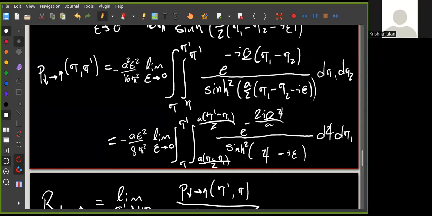Okay. Sign should also change, right? It should be a plus, I think. I don't think so. Okay, so you're changing tau 2, right? So tau 1 minus tau 2 is now psi. So d psi should be minus. Okay. I think it should be that. Yeah, okay. Yes, that's okay.